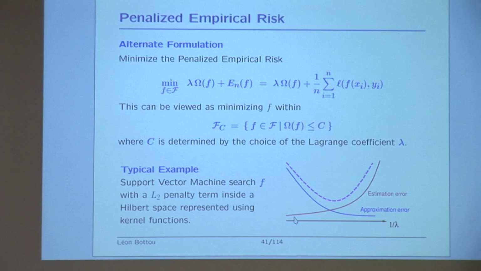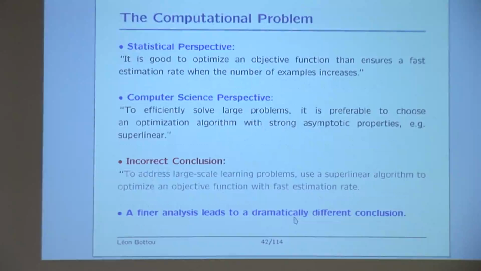In some cases, one minimizes penalized empirical risk, which is some coefficient times a function omega of f plus the empirical risk. And this can be viewed as minimizing over f with the constraint that f belongs to a family of functions that's constrained by omega(f) less than c, where c is determined by the choice of a Lagrange coefficient. And this is what the support vector machine is. So basically, it fits in that paradigm.